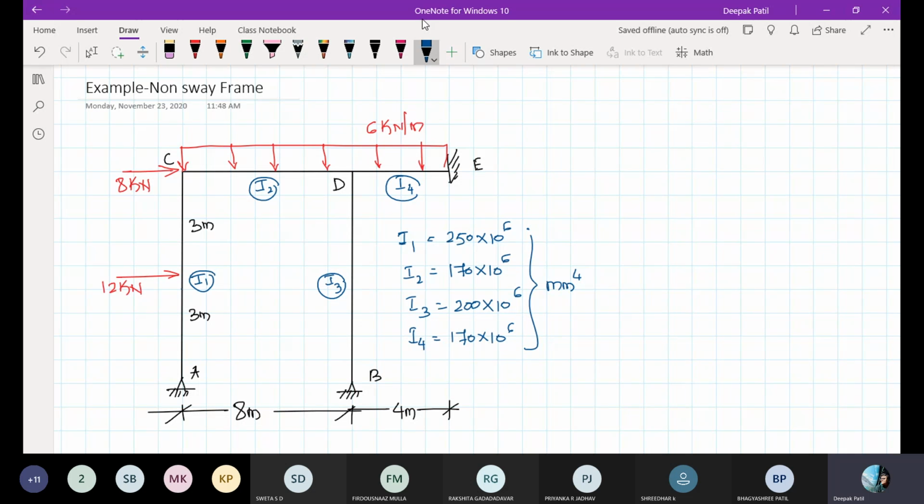Okay, so hope you have noted down this diagram. This is a non-sway frame where each span has a different moment of inertia. All these moment of inertia values are given here, and all of them are in millimeter raised to 4. The span CDE is carrying a uniformly distributed load of 6 kilonewton per meter. At C, we have a joint load of 8 kilonewton.